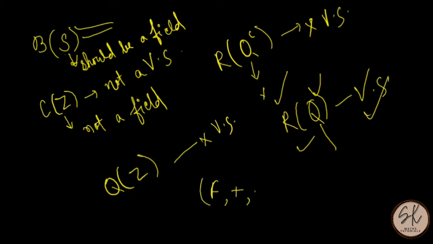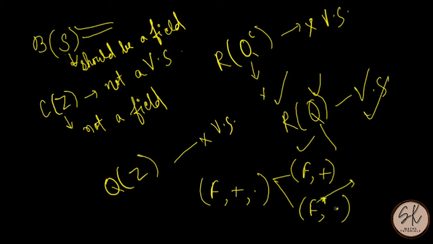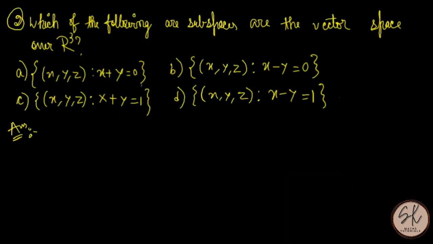And what is a field? (F, +, ·) is said to be a field if (F, +) is an abelian group and (F*, ·) is also an abelian group. Here F* means the set of all the non-zero elements. Apart from this, the left and right distributive laws should also be satisfied. If these conditions are satisfied, then (F, +, ·) is said to be a field.